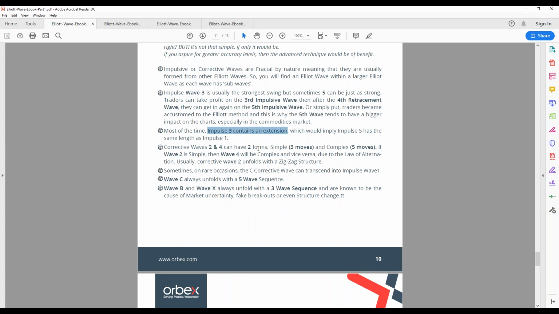Okay, so impulse three contains an extension, and by that it means a rally. This is the most traded wave. Traders trade specifically the third of the third, which is the extension within the extension. I know I said that you cannot have more than one extension per impulse, but if you're talking about this specific impulse three, remember it's fractal by nature and it contains subwaves. So the subwave, the third wave of this third wave, also contains an extension itself. That's the reason why extensions occur in the third of the third, and that's the most traded wave. The third of the third is called the rally within the rally, the most powerful move.